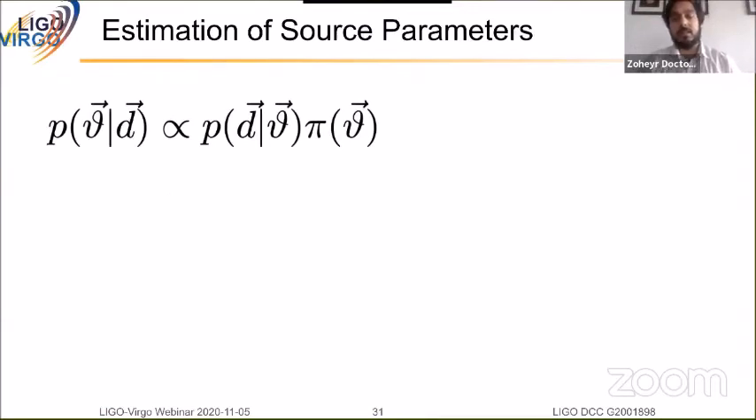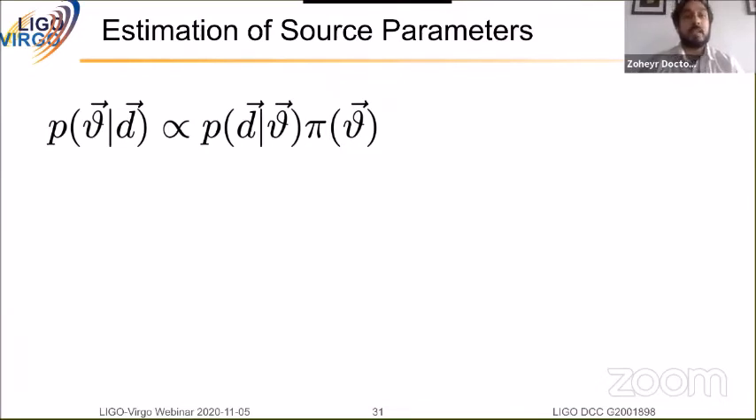So Sarah was telling you about all the gravitational waves that we've detected. And now we want to know what sources created those gravitational waves to begin with. What was the nature of the 2 objects that we saw inspiraling and merging? To make that inference, we use Bayesian inference. And so at the top of this slide, I've written Bayes' rule.